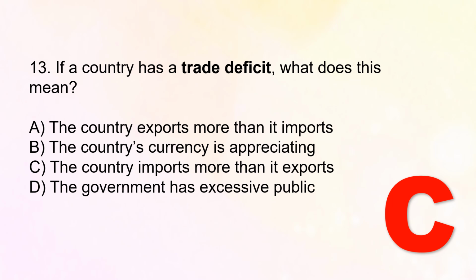Letter A is incorrect because a trade surplus, not a deficit, happens when exports exceed imports. Again, when the country exports more than it imports, there is a trade surplus, not a deficit. Letter B is incorrect because a trade deficit can lead to currency depreciation, not appreciation. Letter D is incorrect because public debt refers to government borrowing, which is separate from trade deficits. So letter C is the best answer.